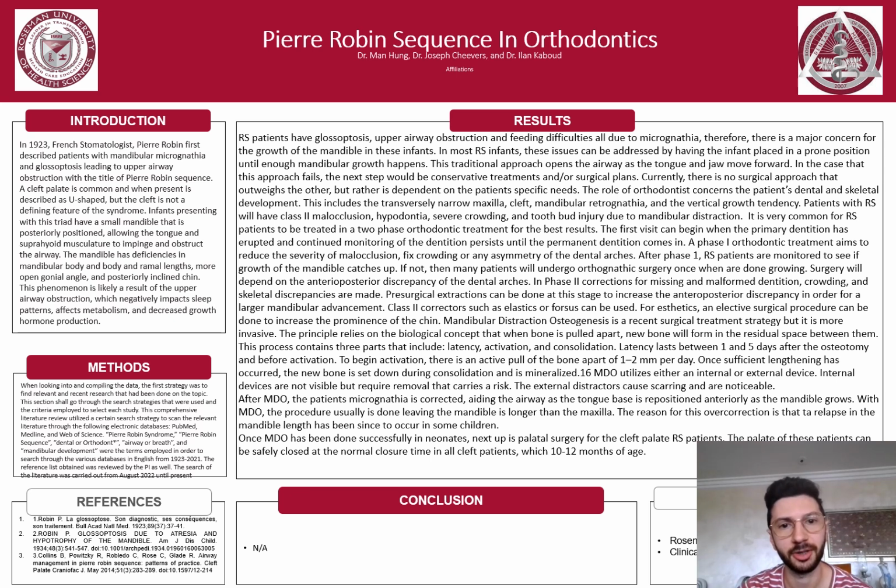My research project is on Pierre-Robin sequence in orthodontics. Pierre-Robin is called a sequence because it's a lot of different things that can cause it. It's not normally caused by one thing. The first time it was described was in 1923, when Pierre-Robin described patients with mandibular micrognathia and glossoptosis, which led to the upper airway obstruction with Pierre-Robin sequence.